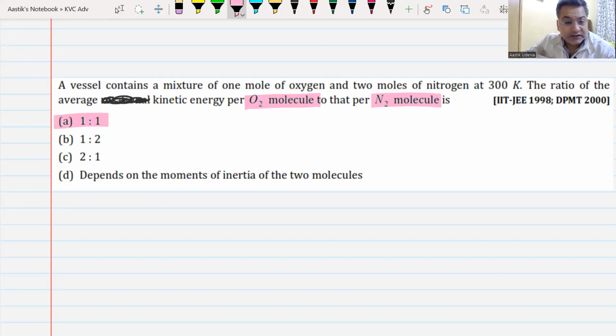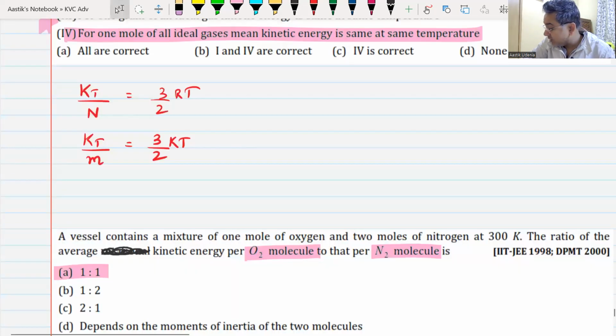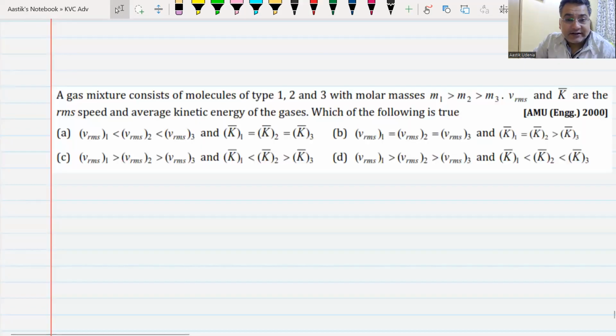The answer is 1:1. Many times I have told you, per molecule is 3 by 2 kT. Per mole is 3 by 2 RT. It only depends on the temperature. It does not depend on the gas. Do we understand this? We understood, sir. As I told you, these questions might be a bit confusing. Per mole, per molecule, you have to read the question correctly and then give your answers.